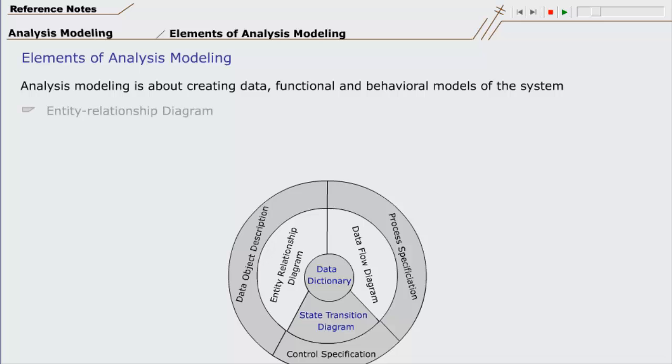The supporting textual modeling tools provide precise definitions of the meaning of the components and connections. For example, process specification describes textually the functions outlined in data flow diagrams. Control specification describes control features in textual form. So does data description describe the ER diagrams. The figure on your screen shows the components of the analysis modeling.